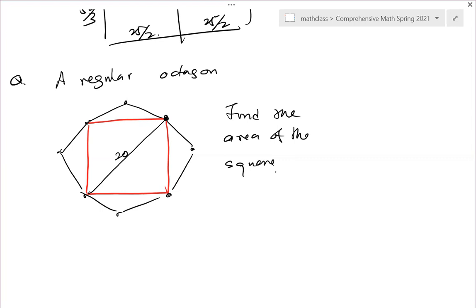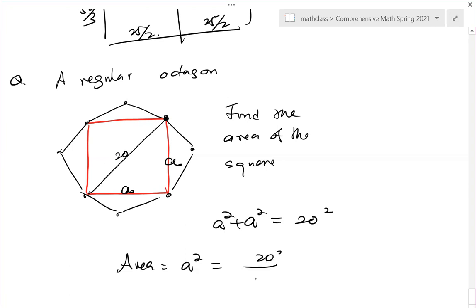If the diagonal is of a square, then you solve the problem. This side is A, this side is A. A squared plus A squared equals 20 squared, by the Pythagorean theorem. So the area of the square is just A squared, which is 20 squared divided by 2. Don't make mistakes. It's going to be 200, because 400 divided by 2 is 200.